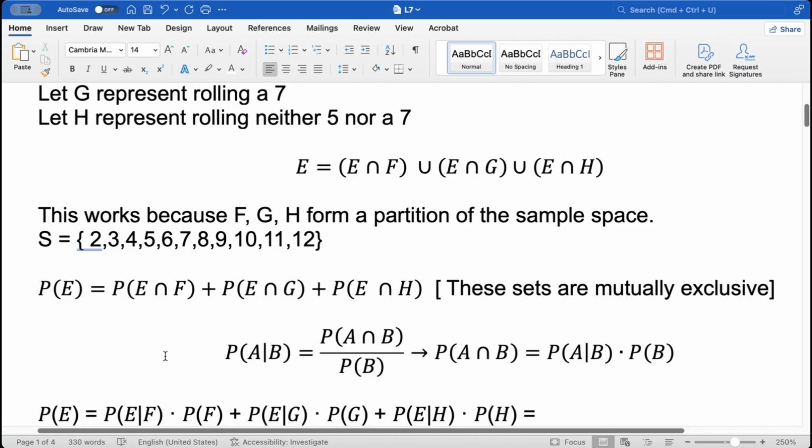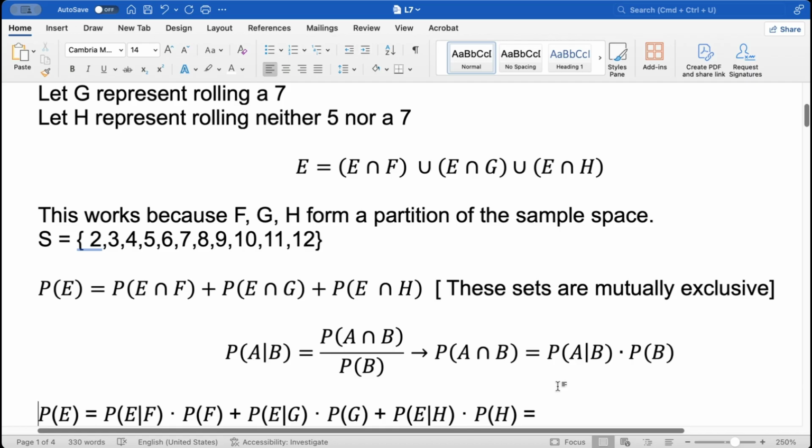So using the formula for conditional probability, the probability of A given B is the probability of the intersection divided by the probability of B. Cross multiplying, we see that the probability of the intersection is probability of A given B times probability of B. So we're going to replace that for each of these intersection expressions. So probability of E and F becomes probability of E given F times probability of F. Same thing happens for E and G and for E and H.